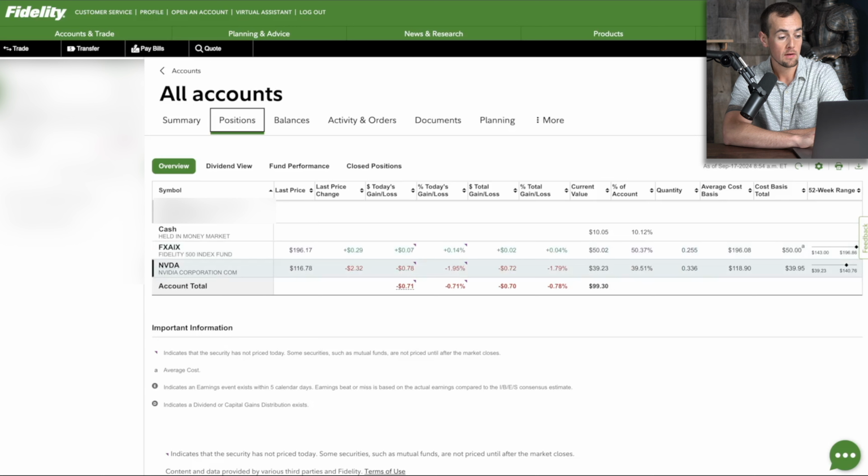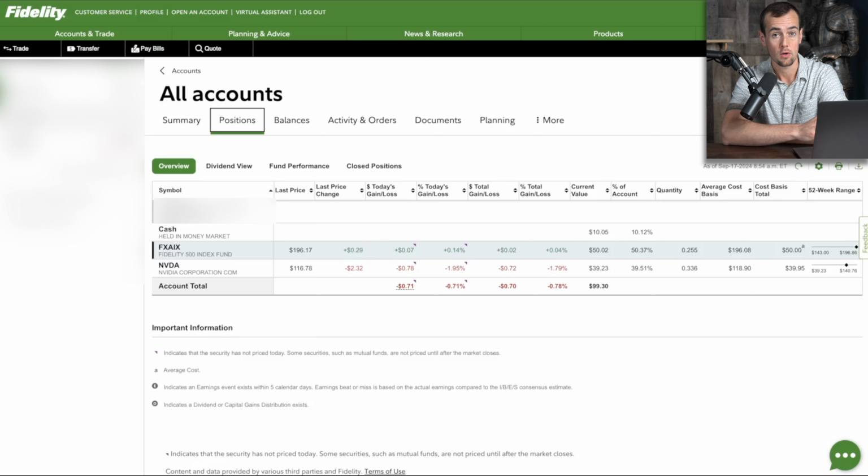Now, so far, even since buying that, we've actually lost a little bit of money here on Nvidia. It's down about 78 cents, or overall down 1.79% from our purchase date, and the investment in the Fidelity 500 index fund is actually up a very small amount here, 0.04%. Now, you're not going to need to pay attention to things that closely, but I just wanted to show you how you'd be able to tell whether or not you are up or down on a particular investment.